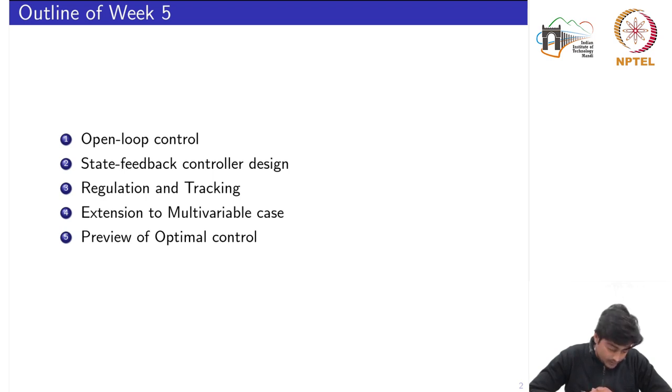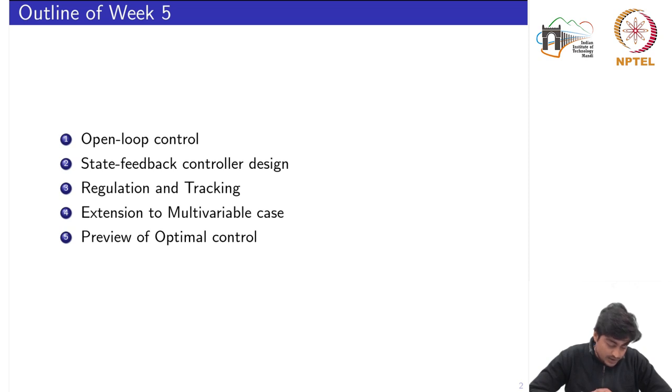Second, we will discuss different techniques for the design of the state feedback controller, and we will also motivate the problem of the feedback controller. Third is the regulation and tracking. There are two different control problems, one is the regulation and another is the tracking. We will discuss the solution of both the problems.